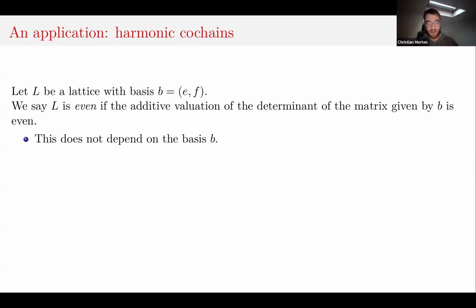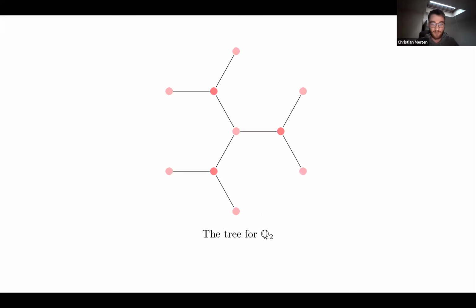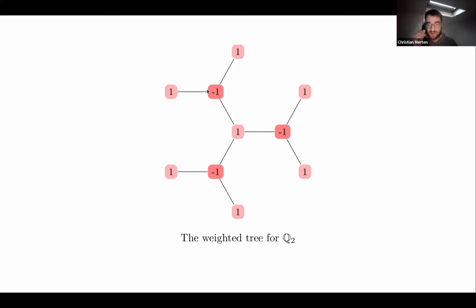And this definition doesn't depend on the basis and is invariant under scalar multiplication. So this indeed gives us a weight function on the vertices. And here now the light red ones are even and the dark red ones are odd. And with weights, we now have every second one gets a -1 and the other ones get a +1.